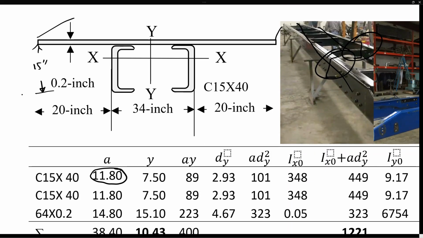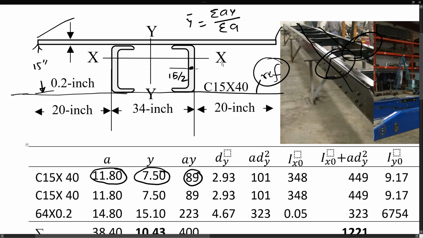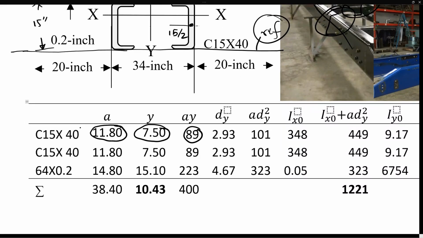So here is our reference axis. When you calculate the centroid, you need a reference axis, and in this case it is the bottom of this frame. From the bottom of the frame to the centroid of this C channel is half of 15, so this distance is 15 by 2. That's how we got this 7.5. Then you multiply the area times y. The formula for y bar is the summation of A y divided by the summation of A. Simple as that. Then we do basically the same for the other C channel.